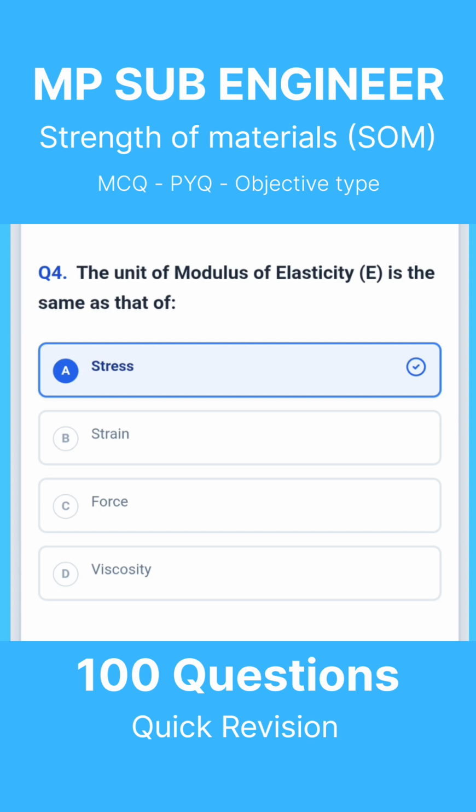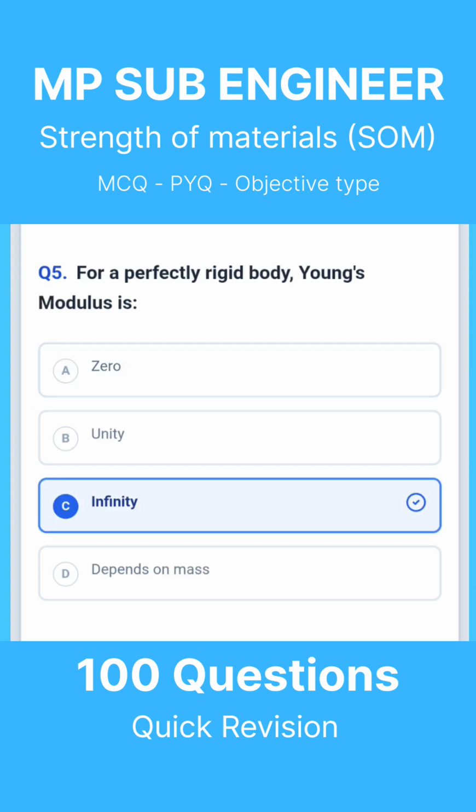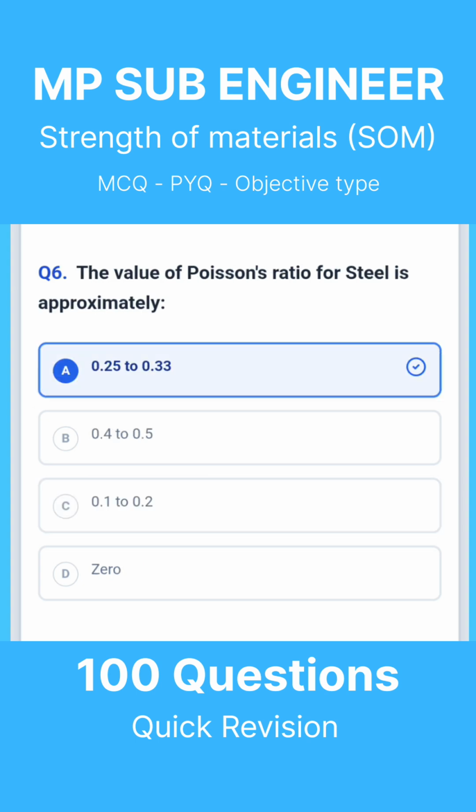Question 4. The unit of modulus of elasticity, E, is the same as that of. The correct answer is stress. Question 5. For a perfectly rigid body, Young's modulus is. The correct answer is infinity. Question 6. The value of Poisson's ratio for steel is approximately. The correct answer is 0.25 to 0.33.